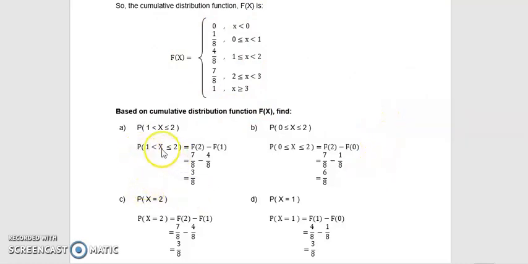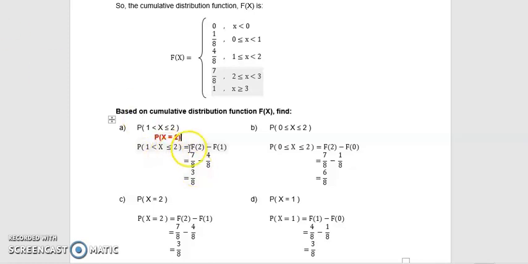What is the probability of x more than 1 but less than or equal to 2? What is more than 1 and less than or equal to 2? The value will be x equal to 2, right? Like this. So x greater than 1 is 2, right? So this is actually the probability of x equal to 2.